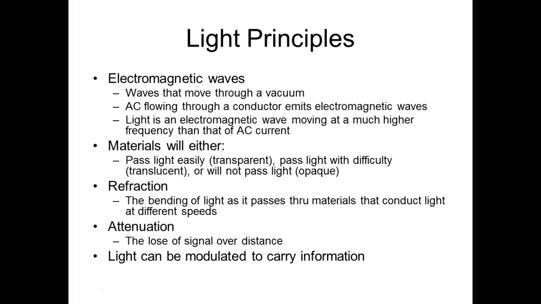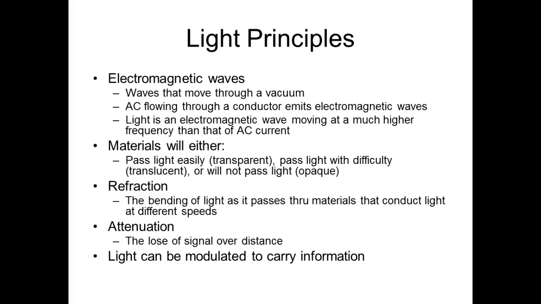Attenuation, the loss of signal over distance. Attenuation is a term we'll use in this class. Normally when we say a conductor has a certain amount of attenuation, that's a loss of signal over distance. In electrical conductors, that's because of the resistance of the wire. In fiber, it's basically because of the resistance of the material we're trying to send the light through.